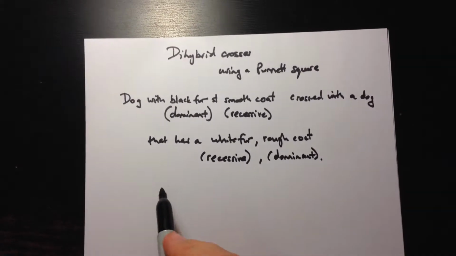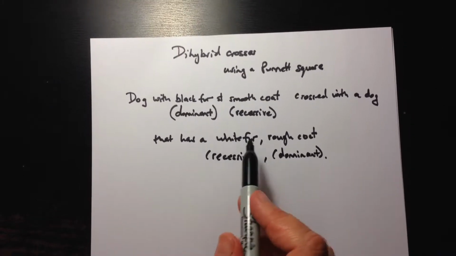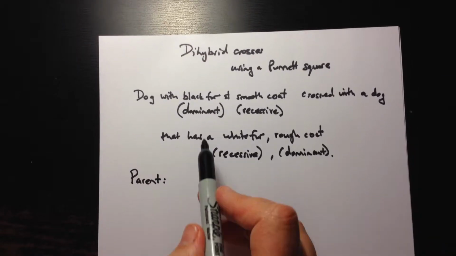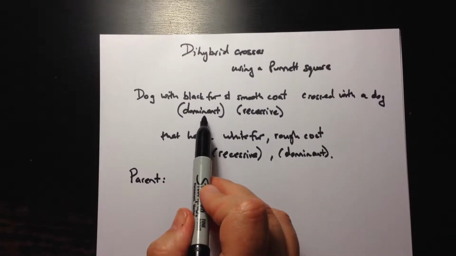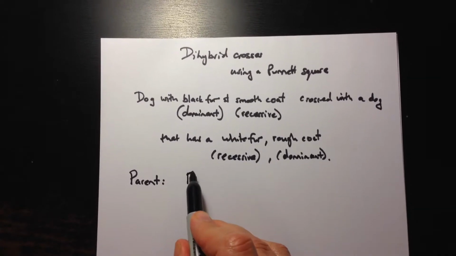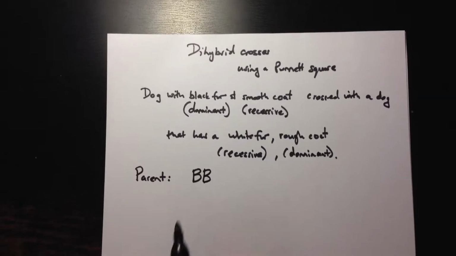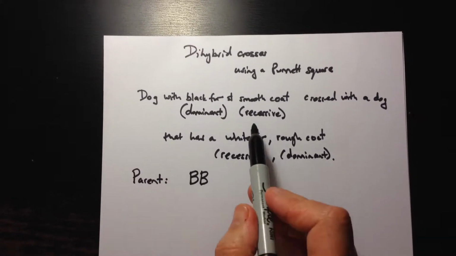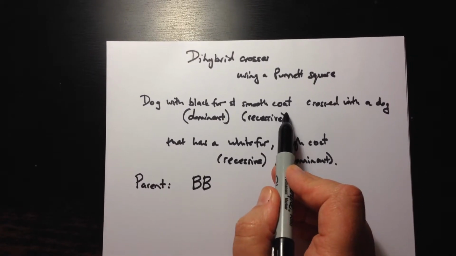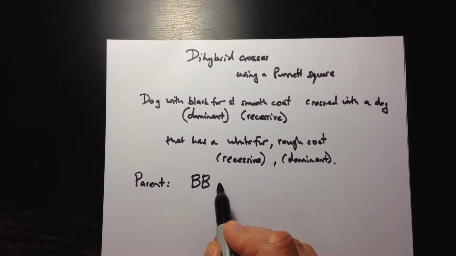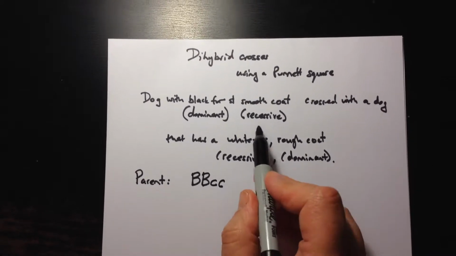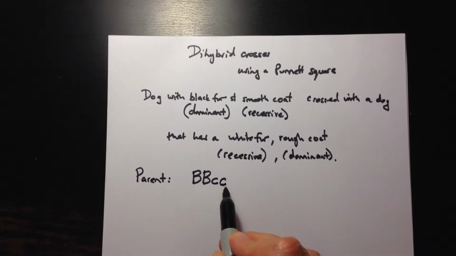Now, the easiest way to do this is to assign genotypes to these two individuals. And this is our parent generation, of course, that we're going to be crossing. So if we know that black fur is dominant and we choose this dog to be homozygous dominant, we are going to use two capital B's. If we then go to the second trait, which is the texture of the coat, and it is smooth, it's recessive, we can use a different letter, say little c for that recessive trait. We use two lowercase letters.